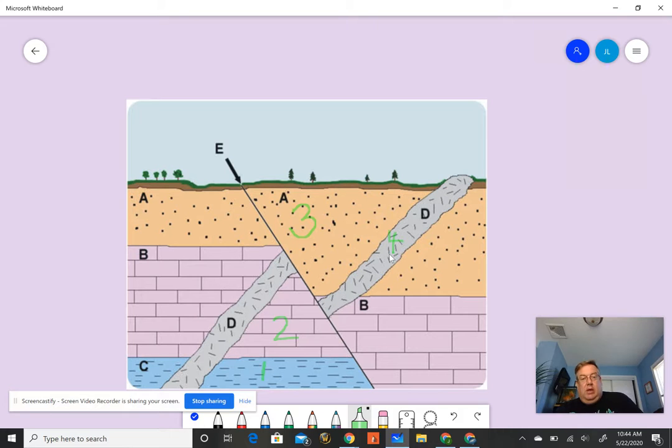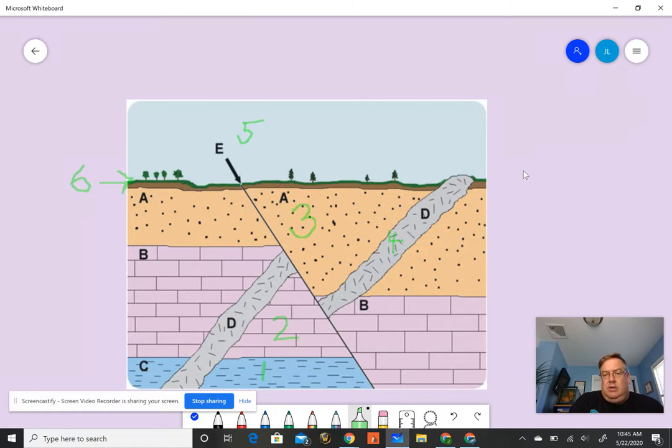Okay? Which means my fault that happened next, which goes all the way up to the surface, okay, is going to be number 5. And then right here, it's layer 6, and that's your unconformity. Okay? So hopefully that made sense.